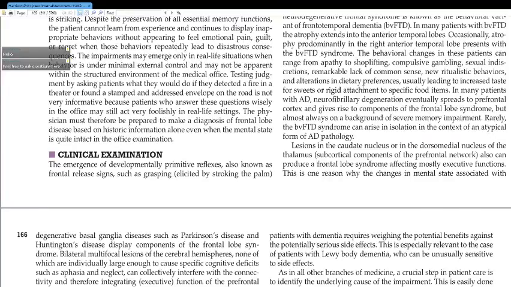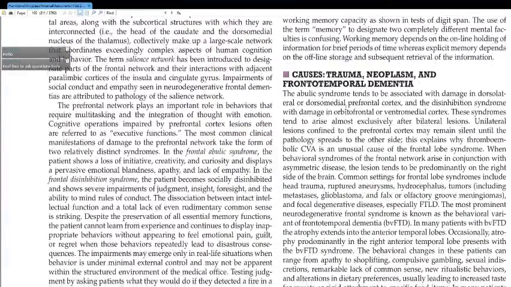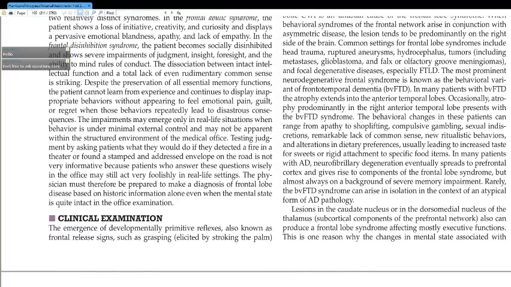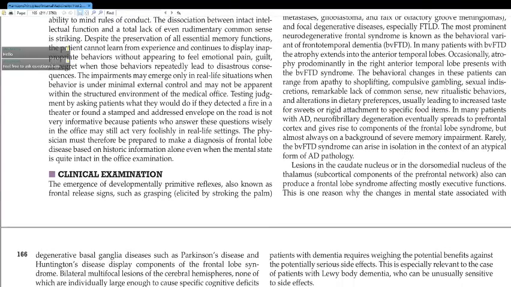Shoplifting, compulsive gambling, all these things are related to the prefrontal network. Okay, I guess I've read it somewhere. Okay, so this was a new thing for me.